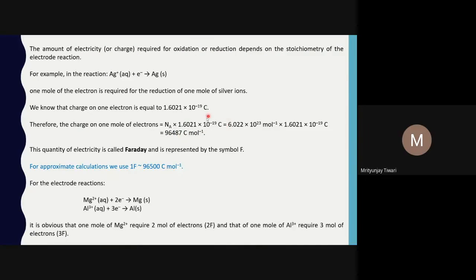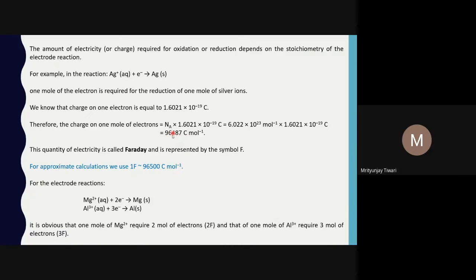96,487, depending on up to what decimal place you have taken the value of the electronic charge. Based on that you get this value. Some books also report this value a little lower. But this charge, 96,487 coulomb per mole, you can approximately consider as 96,500 coulomb per mole. If you can remember this value, remember this. But please also remember that sometimes in some numerical questions this value is provided, so you should know that this value will be approximately equal to this.